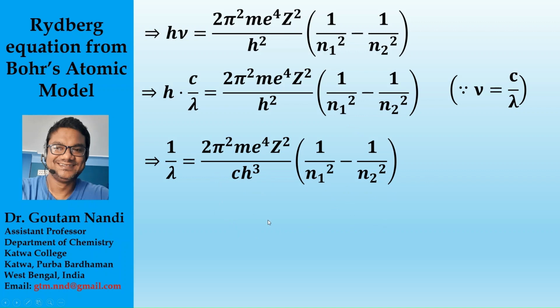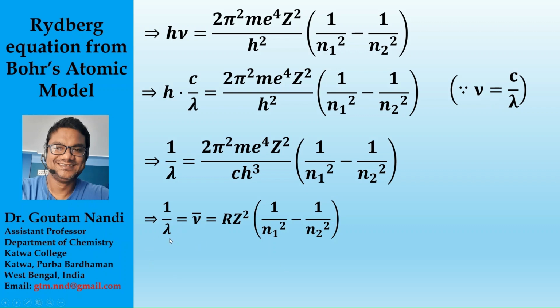Now what we will do is replace this 2π²me⁴/ch³ term with R. Then the expression becomes 1/λ = ν̄. ν̄ is the wave number, and this is the relation you should remember: 1/λ = ν̄ and ν = c/λ. That means if you want to write a relation between ν and ν̄, it will be ν = c ν̄, because 1/λ = ν̄.